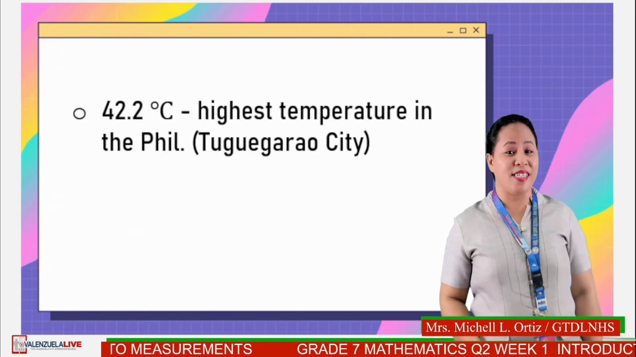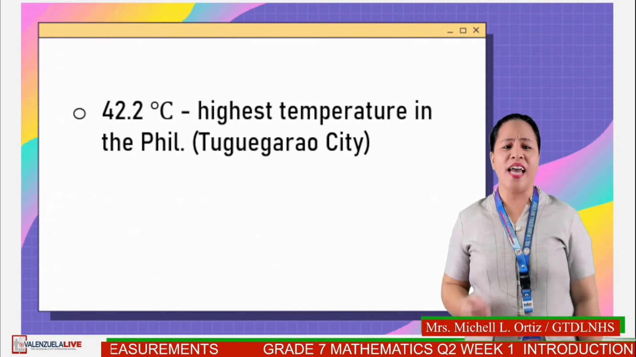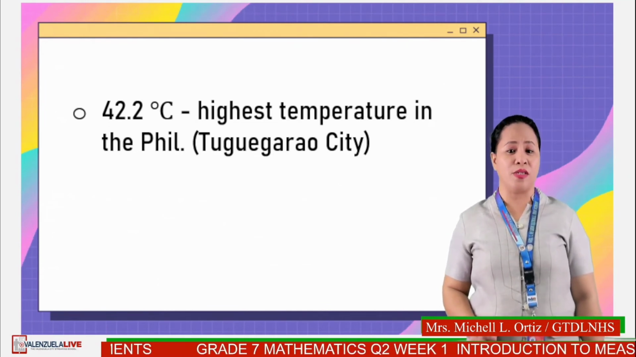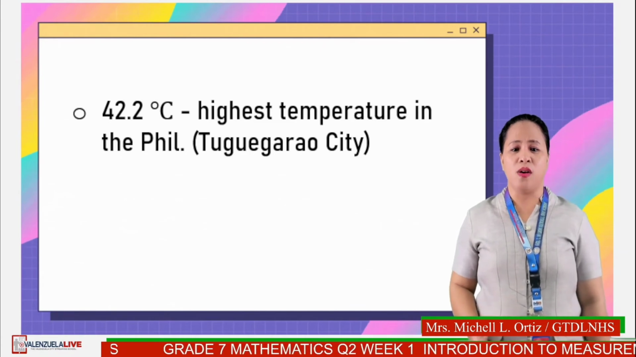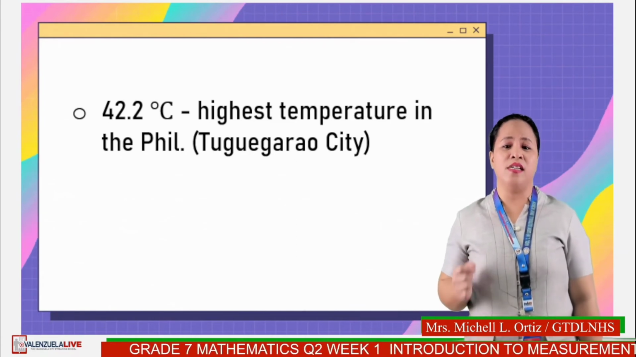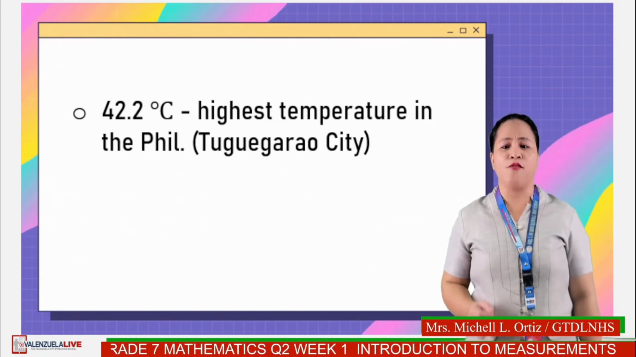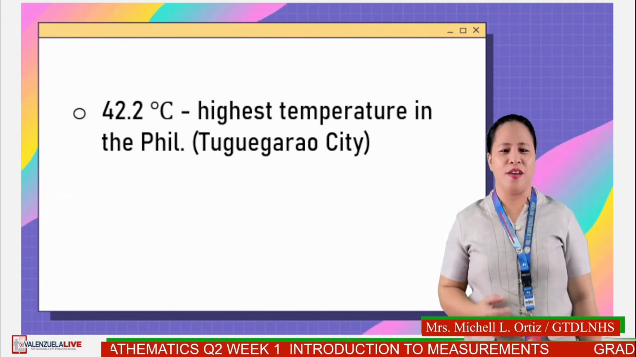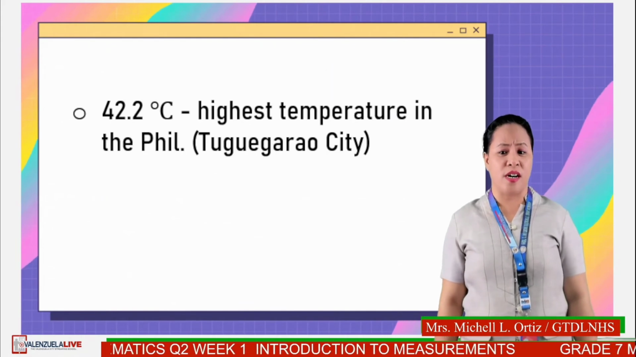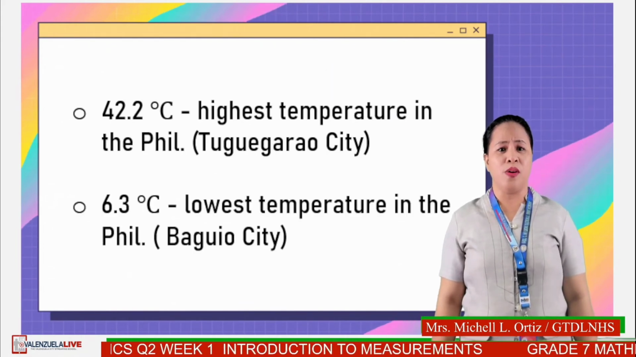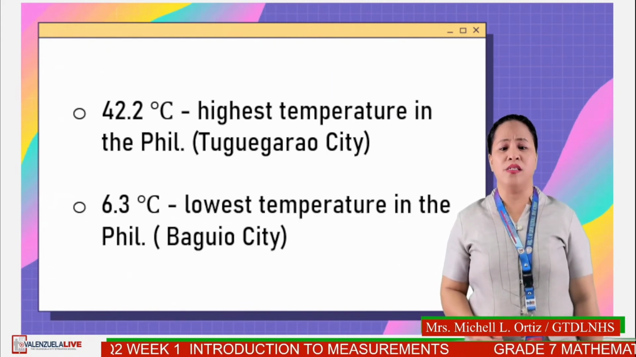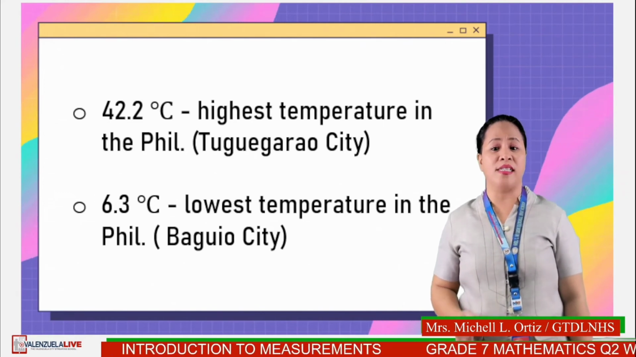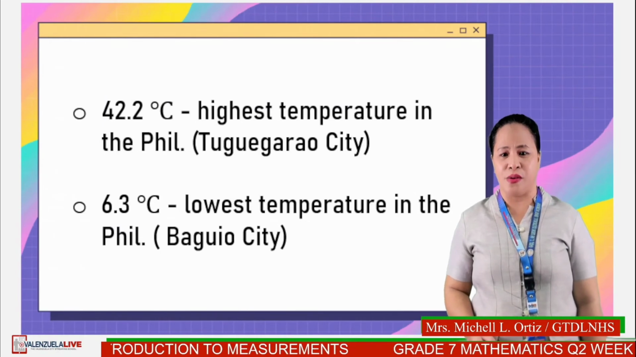Based on Pag-asa's historical data, the highest temperature ever recorded in the Philippines was in Tuguegarao City, Cagayan, on May 11, 1969, at 42.2 degrees Celsius. So hot. While the lowest temperature ever recorded was in Baguio City on January 15, 1961 at 6.3 degrees Celsius.